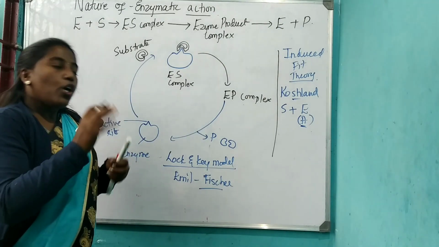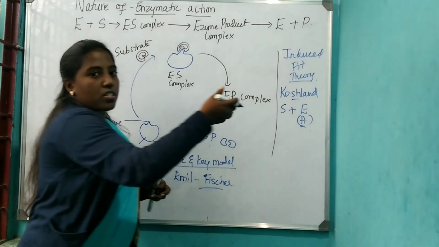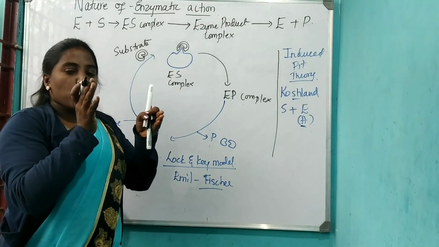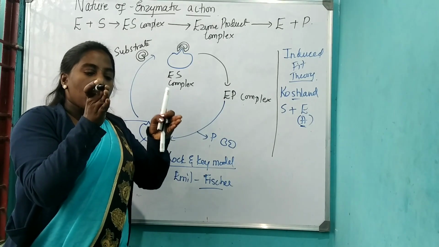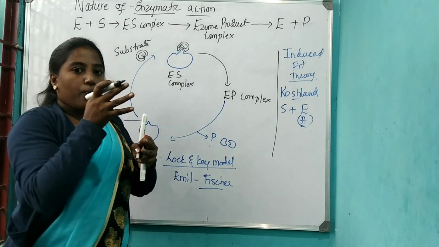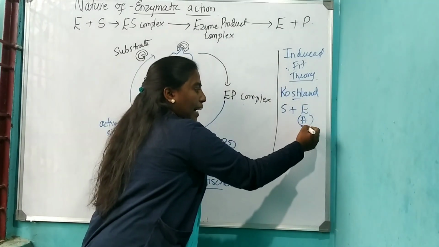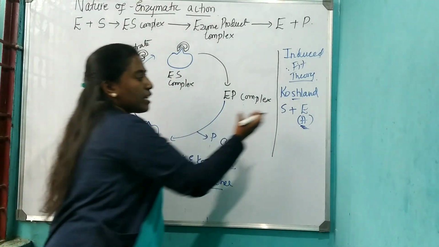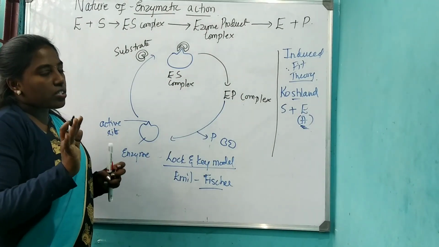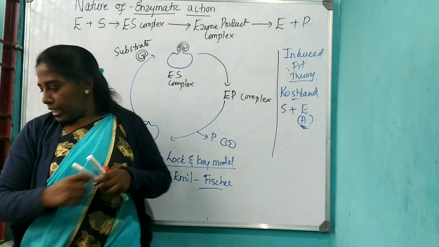Before the active site undergoes changes, the distance between the substrate and the active site was more. When the active site undergoes structural changes, the substrate and active site come together. So it helps in the bond formation. According to the induced fit theory, the active site undergoes structural changes so that it can firmly bind to the substrate. But according to the lock and key model, the active site does not undergo any changes. Is it clear, students? So this is regarding the enzymatic action.